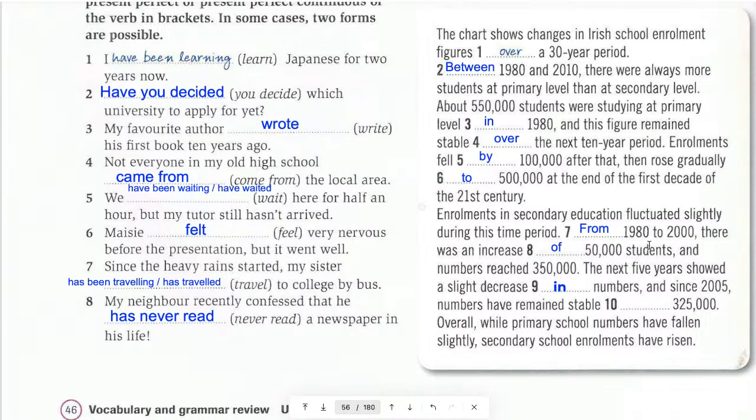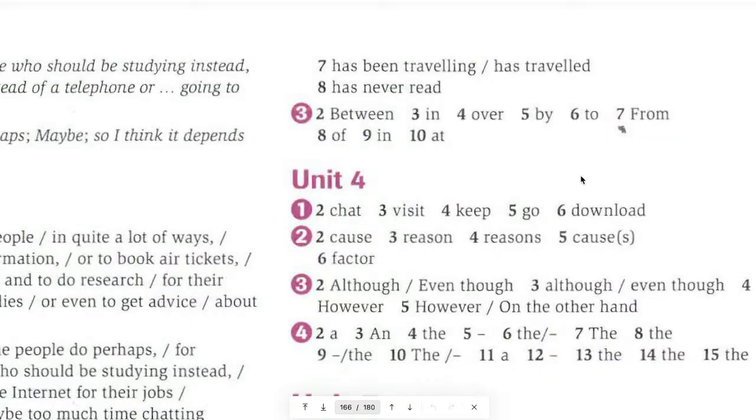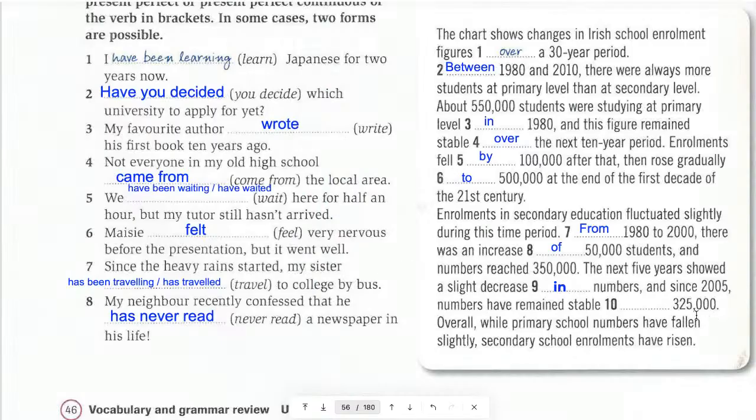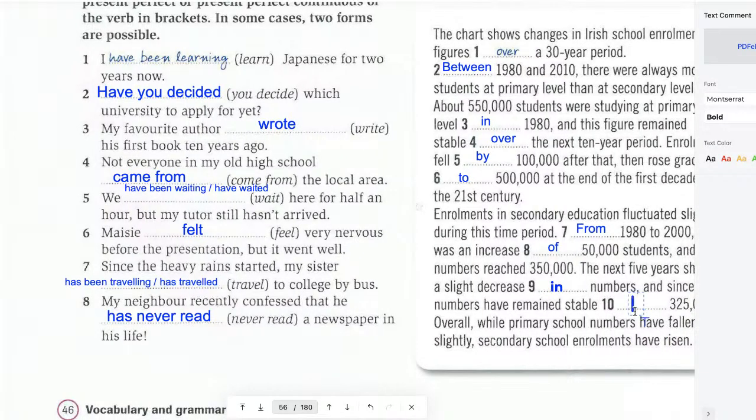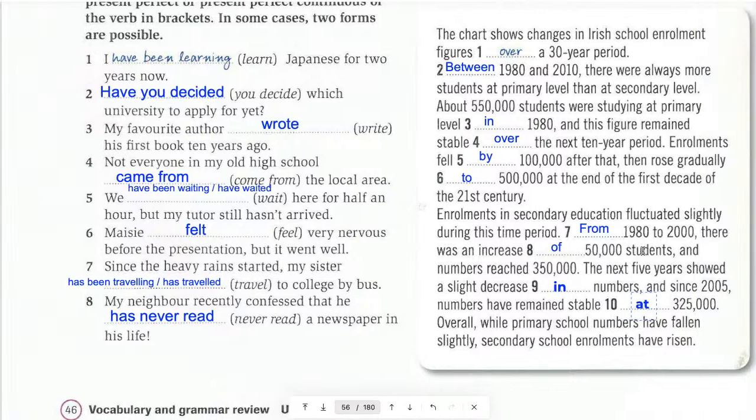Okay, now number 10. Since 2005, numbers have remained stable at 325,000. All right, so the answer is at. Why is that? Why?